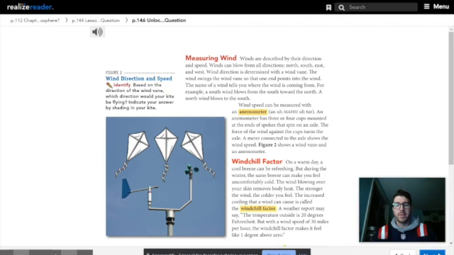Wind speed can be measured by an anemometer. An anemometer has 3 or 4 cups mounted at the ends of spokes that spin on an axle. The force of the wind against the cups turns the axle. A meter connected to the axle shows the wind speed. Figure 2 shows a wind vane and an anemometer together.